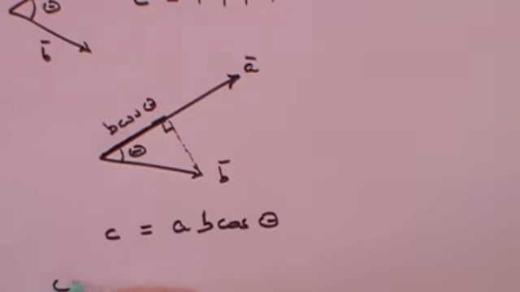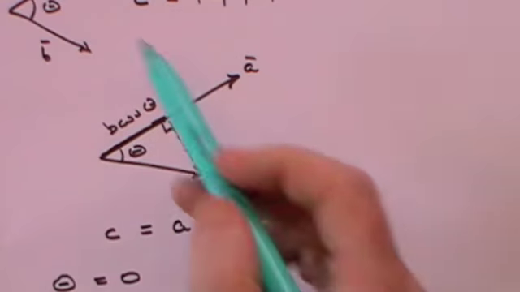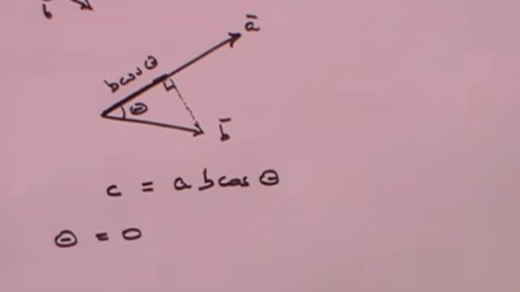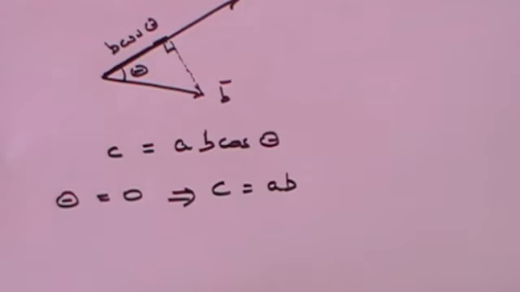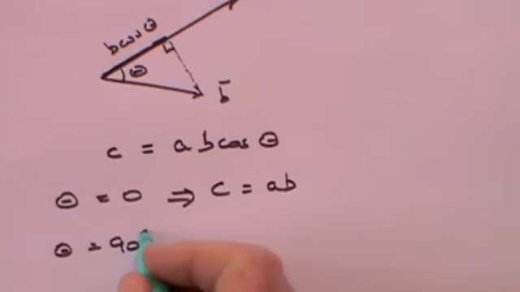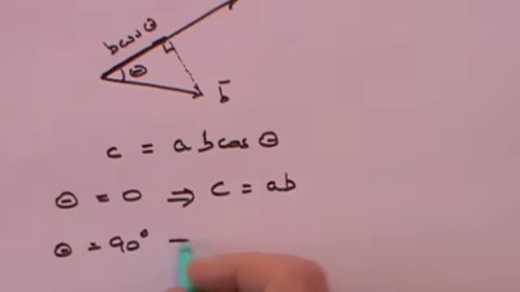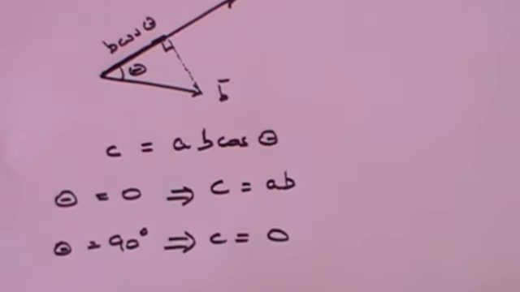What happens if theta is equal to 0? If there is no angle between the two vectors, then of course cos theta becomes 1, and that means that C is equal to A times B. And that's the maximum value for a dot product. If theta is equal to 90 degrees, then cosine 90 is 0, and that means that C is equal to 0.